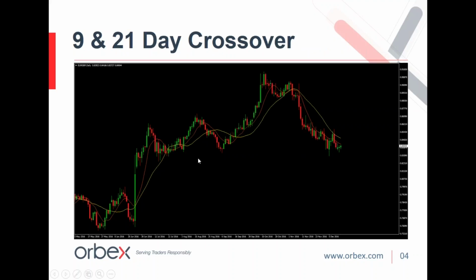So here you can see we have the 9 and 21 day moving average crossover. The orange moving average is giving us the 9 period, and the yellow moving average is giving us the 21. So you can see this is a fairly short-term crossover. We've got roughly half a trading month crossing through a full trading month, and you can see how the moving averages track price quite closely and are fairly sensitive to price swings.